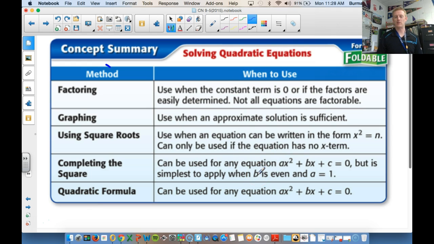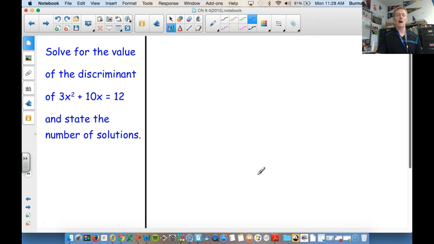I told you guys that I would give you a list as to when to use the different methods, kind of like what we did in chapter 8 when we were factoring. So moving on to the discriminant. Our job is to solve the value of the discriminant and then state the number of solutions. So step 1, we want to make that equal to 0.